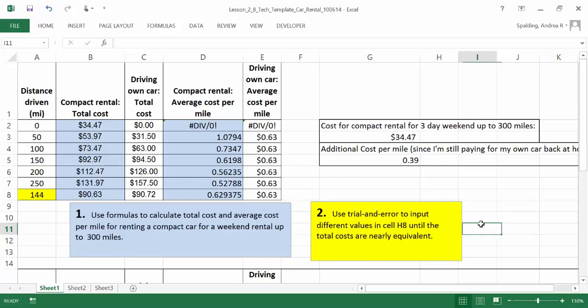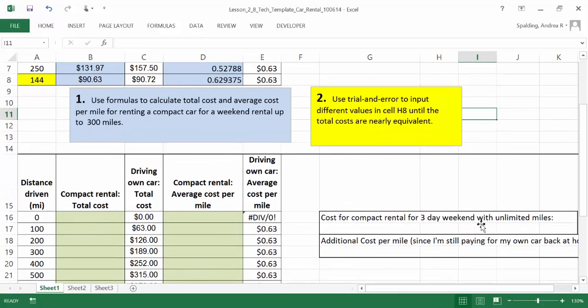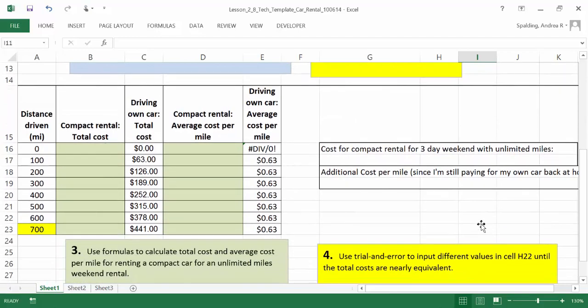Okay. Now we're going to do the same thing here, looking at what if we have unlimited miles. So we're going to enter in a formula. But before we do that, let's look at that handout that we had, and let's look at what it costs for unlimited miles. Okay, so this information is on page 4 of that handout for the rental car.